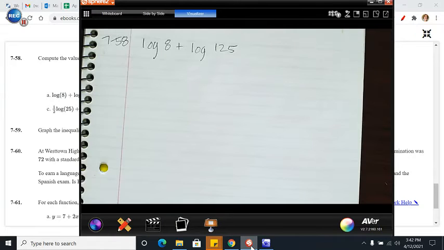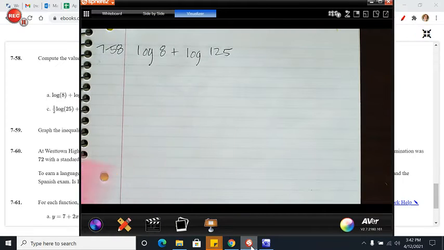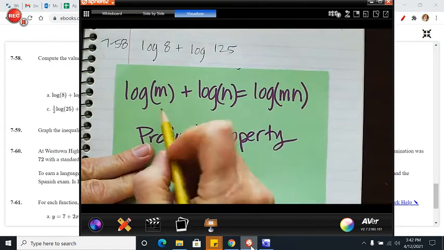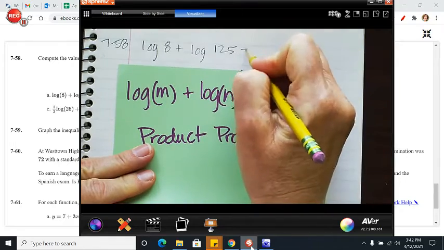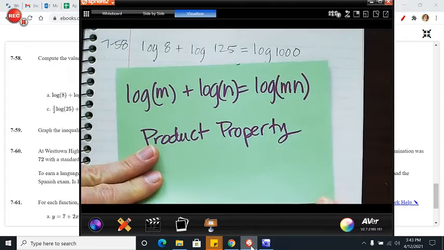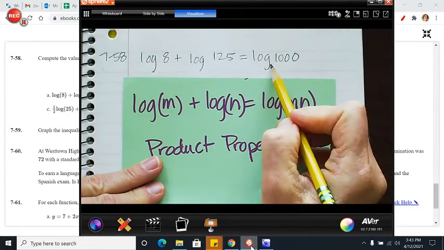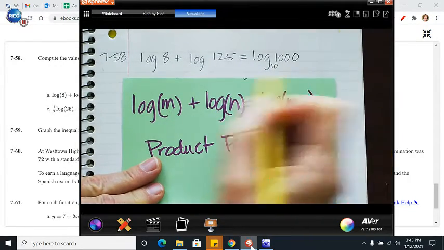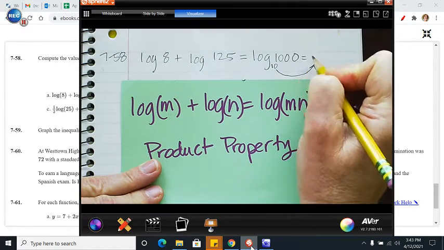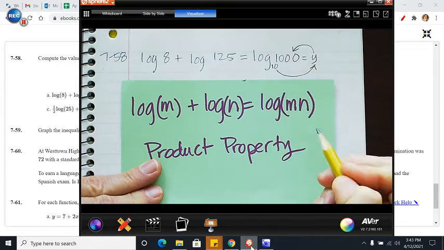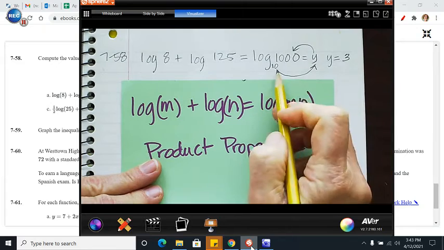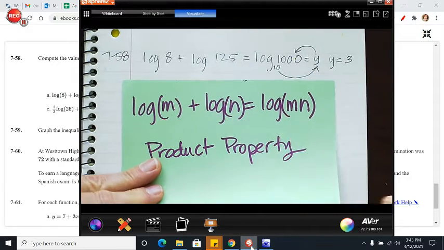Okay, so this is going to be using your product property. Log of m plus log of n is log of m times n, as long as the bases are the same, this will work. So then that would be log of 1,000, which could be simplified further if the base is 10. If there's nothing written there, then the base is 10. So this is saying 10 raised to some power, we can put a y there, equals 1,000. Well, that would be 3. 10 to the third power is 1,000.